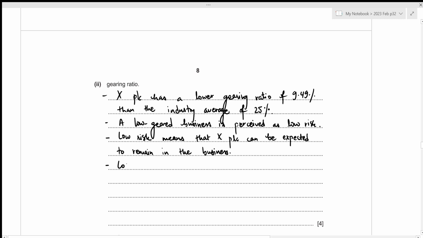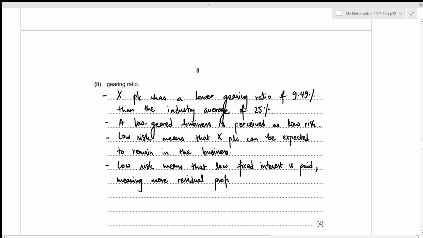Let's write it down. Low risk means that low fixed interest is paid, meaning more residual profit available for distribution to shareholders.